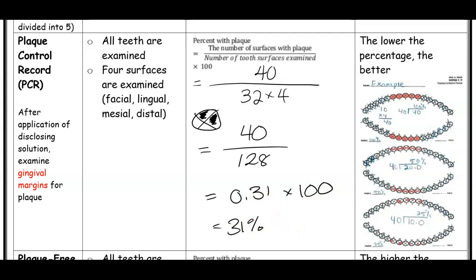There you go. So this is your plaque control record, and the lower the percentage, the better. So if you have a low percentage, that means that your plaque score isn't that bad. But let's say you got like 90%, well, 90% means like 90% of your mouth is full of plaque, right? And that's not good. So the lower the percentage, the better. So that's how you calculate plaque control record.